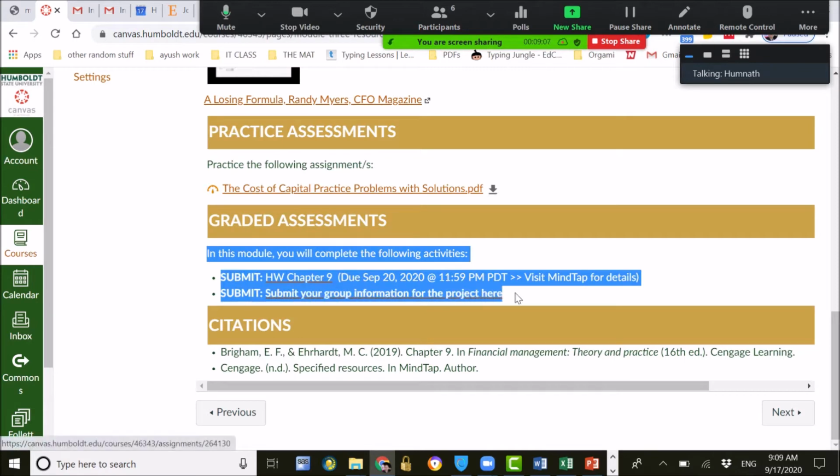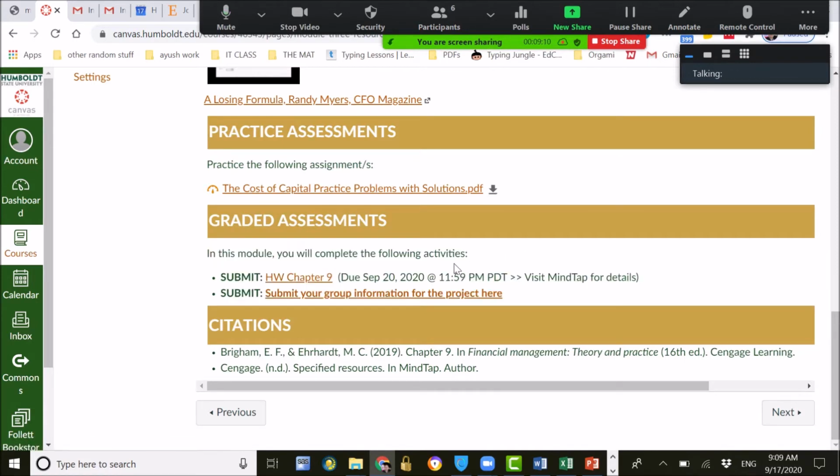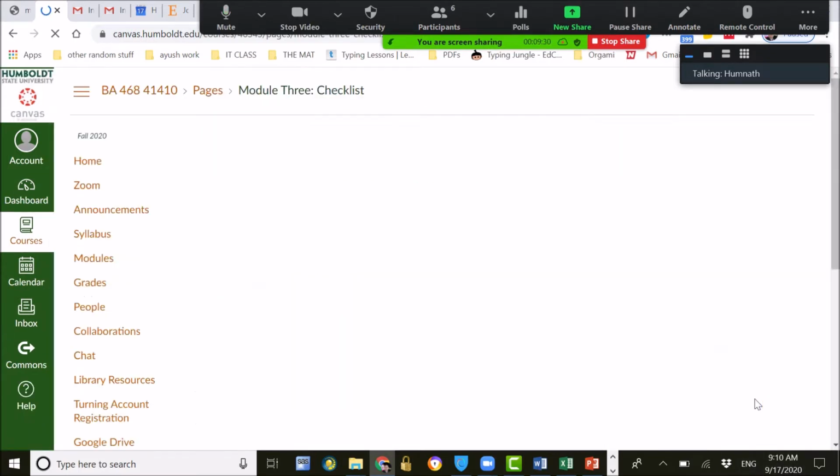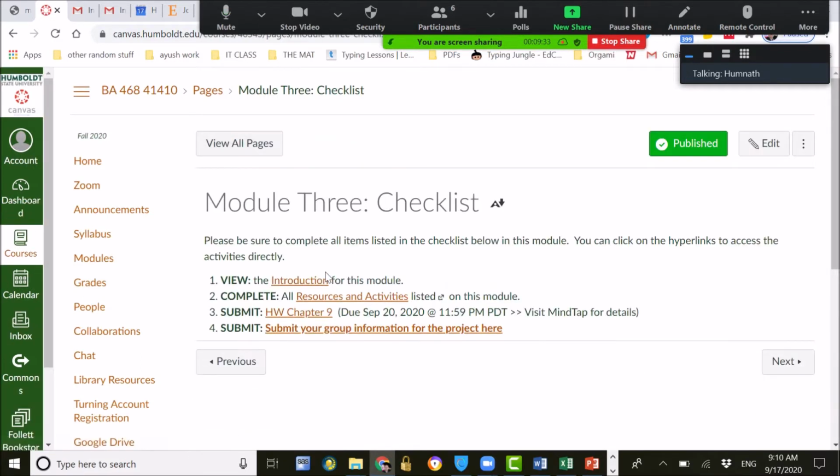This is the thing you need to look at: what is due in this module? I'm not going to go by the week. In terms of grading, this is what you are expected to do on this assignment. Not only this one, I also summarize the whole module over here in the checklist. You just click on the checklist: check the introduction, the resources and activities, homework, and anything else. These are the two assignments, and these are the resources for you. Everything is listed and organized in such a way that anybody can follow through.